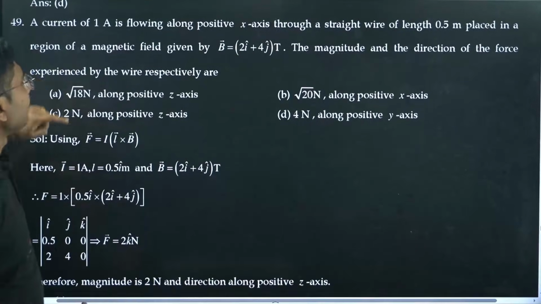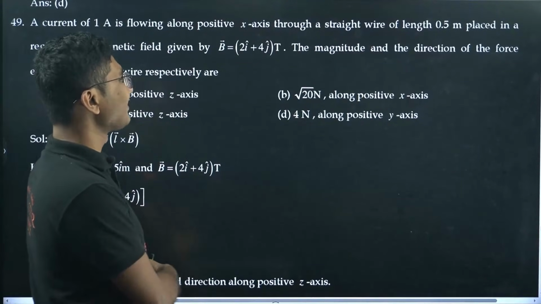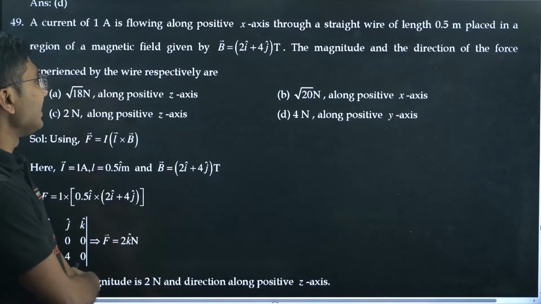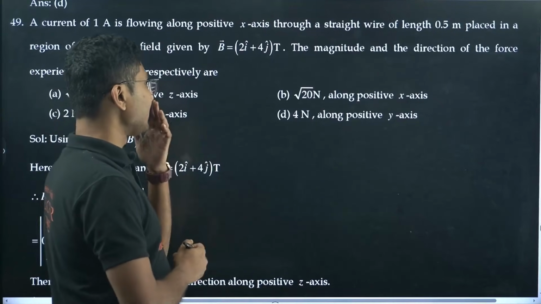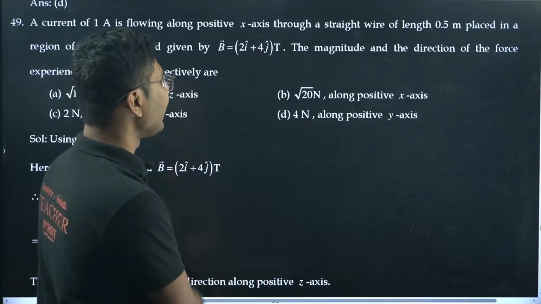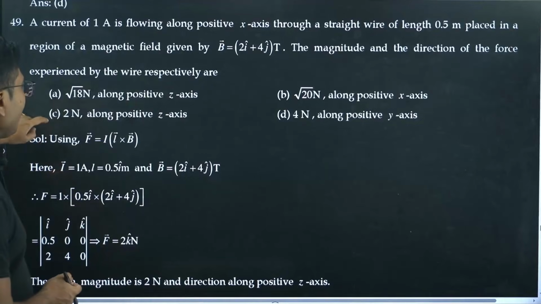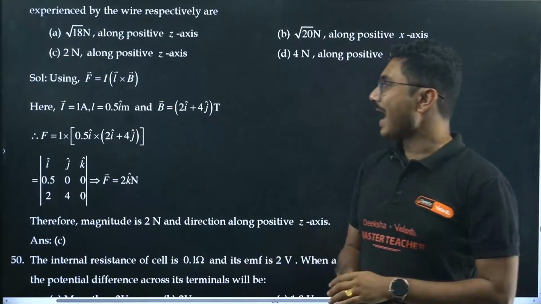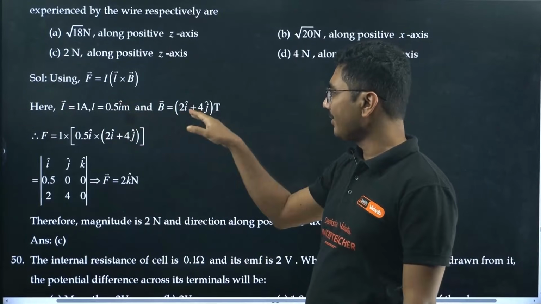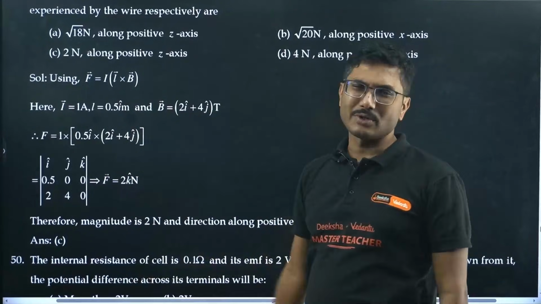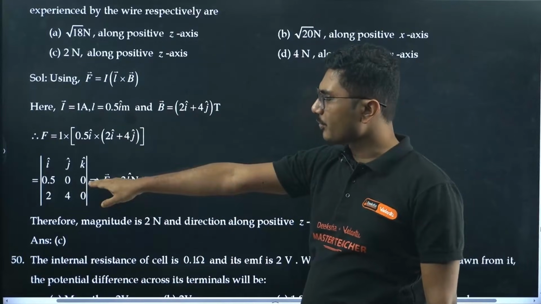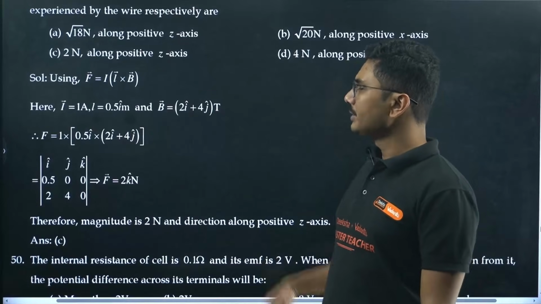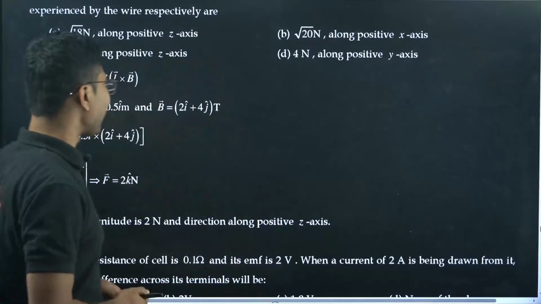A current of 1 ampere is flowing along the positive x-axis through a straight wire of length 0.5 meter placed in a region of magnetic field given by B equals 2i plus 4j Tesla. The magnitude and direction of the force experienced by the wire, respectively. Obviously, what formula do you have to use? F is equal to I L cross B. I is given, L is given, magnetic field is given. Because it's given in terms of i cap, j cap, k cap, you have to use the cross product formula, and you can calculate F will be 2k cap Newton. Slightly tricky but solvable. With practice you can solve it.